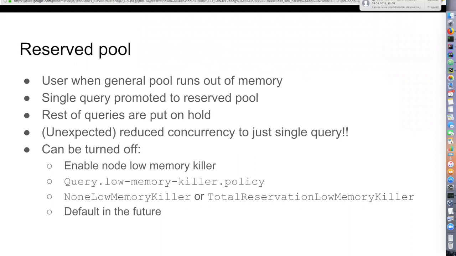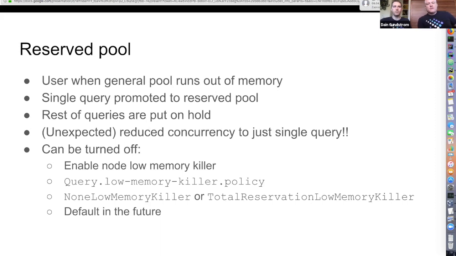There is a question. So can queries running on non-block nodes still proceed when one query is in the reserve pool? Yes, they absolutely can. And can the queries on the node where the query is promoted to the reserve pool also continue? Yeah, generally every query will continue until the point where it needs to allocate memory, and the system says, hey, you can't allocate memory, you have to wait for memory to be available.